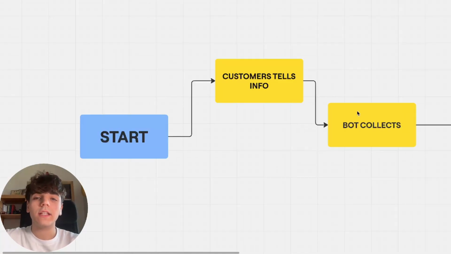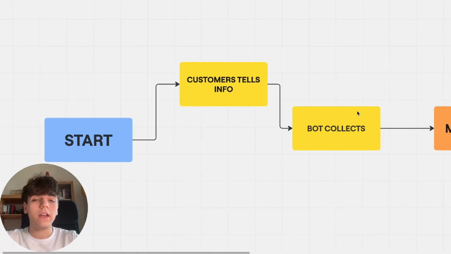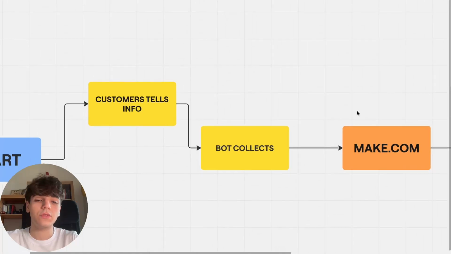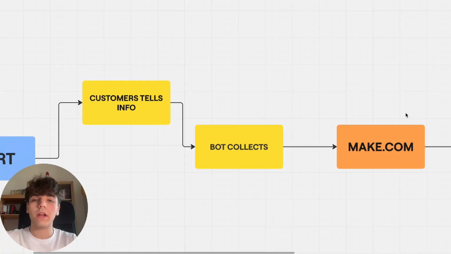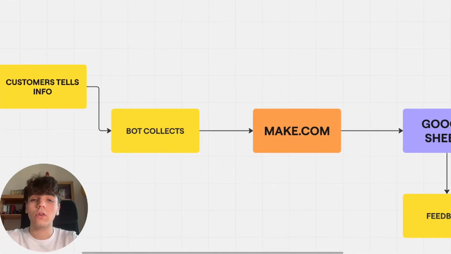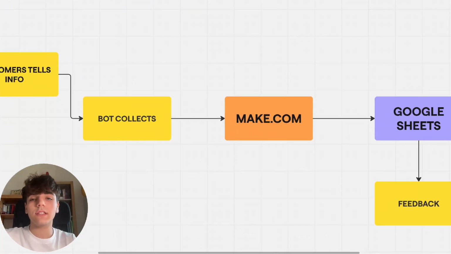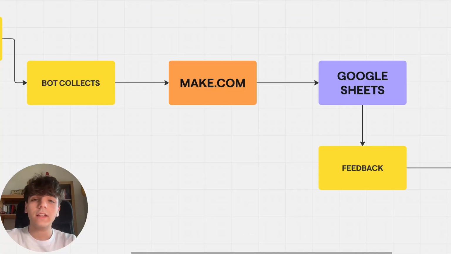So the first thing that our automation is going to do is collect the information from the user using Voiceflow, and then all this information is going to be sent to Make.com, and here using an automation we're gonna bring all this info to a Google Sheet that this real estate firm has access to. At the end, the chatbot will give feedback to the customer.